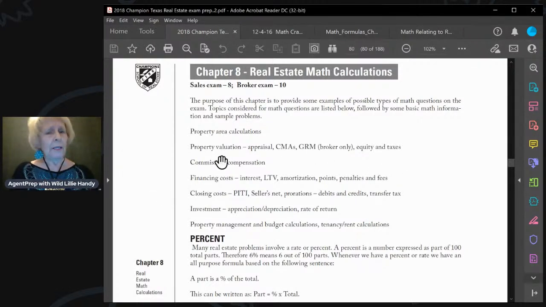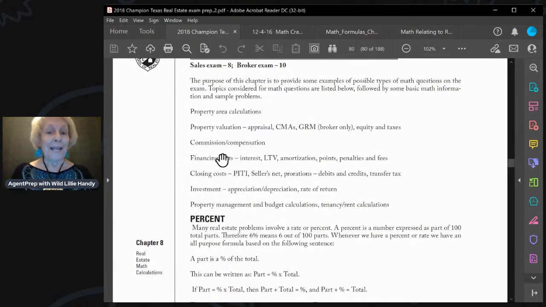Other calculations are used for property valuation, like the appraisers, okay, on our CMAs, comparable market analysis, gross rent multiplier, and that's for brokers only, the questions that they'll ask about that. Equity and taxes. And of course, hey, you want to know how your commission and compensation is calculated, right? So don't hate math, although a lot of us do. I love math. Financing costs, okay, for the loans, the interest, loan to value, amortization of the loans.